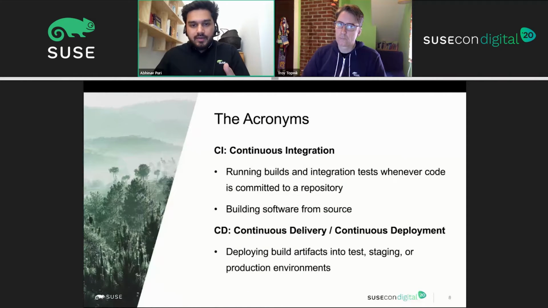When we say CI, we mean continuous integration. We are talking about the practice of running builds and integration tests whenever code is committed to a repository. With CD, we mean continuous delivery, or in the case of some organizations, continuous deployment, which is the practice of automating the development or deployment of build artifacts into test, staging, or production environments.